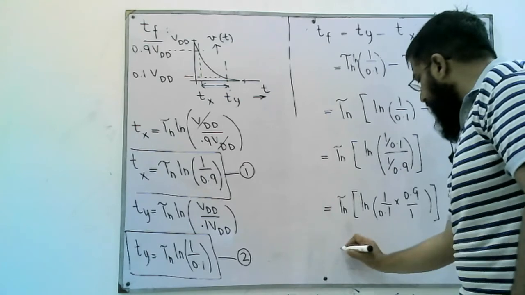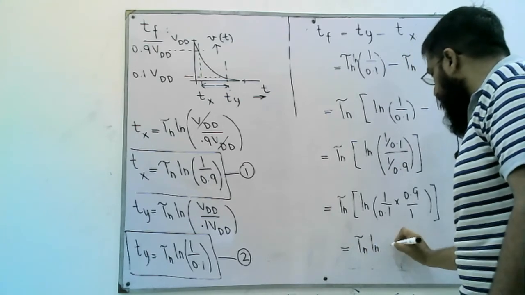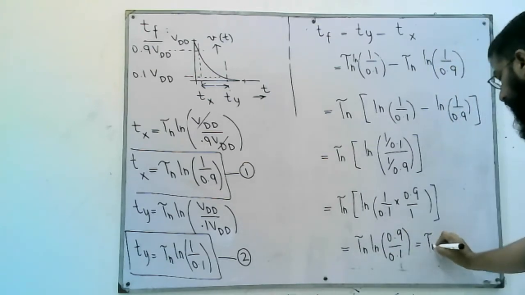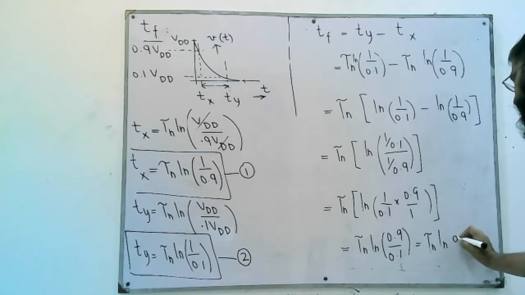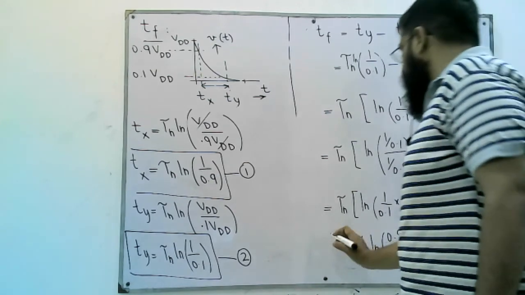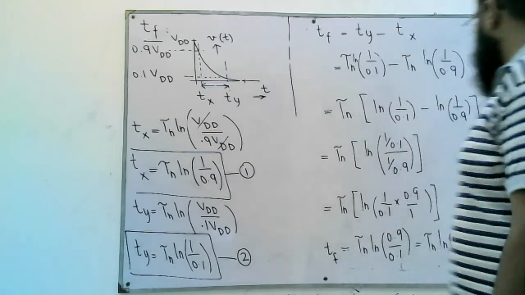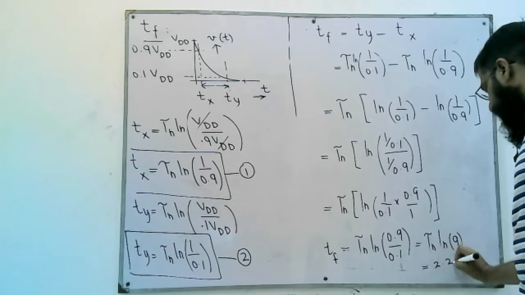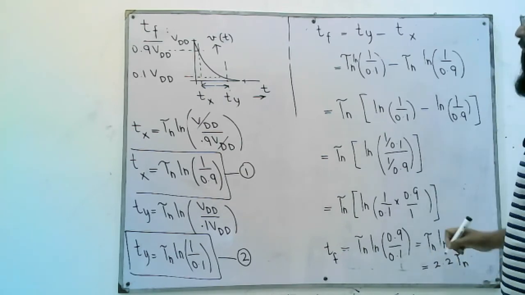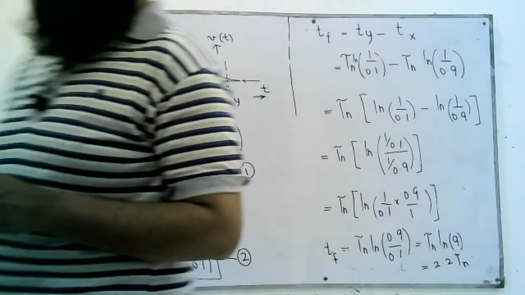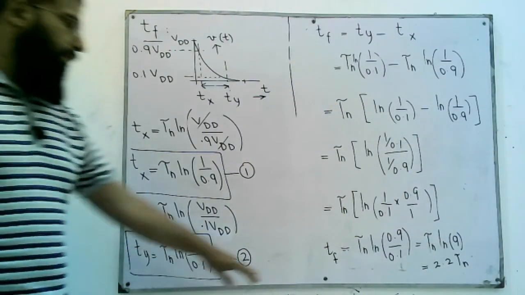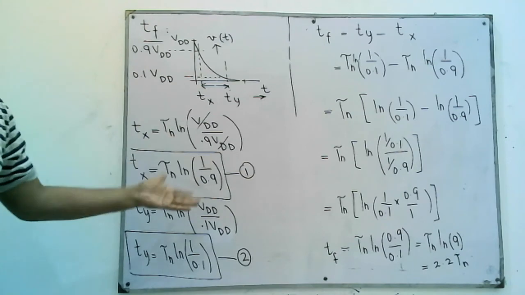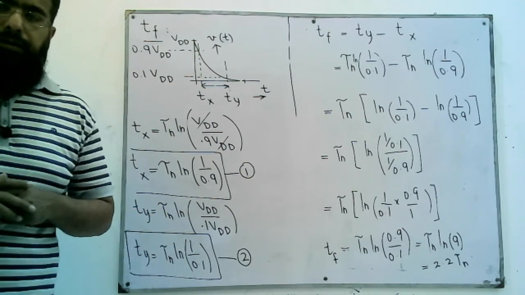This is tau n log of 1 over 0.1 times, this is reversed when we take it to the numerator, over 1. So this is tau n log of 0.9 over 0.1, or tau n log of 9. So this is Tf. Log of 9 is about 2.2. This is 2.2 times tau n, or 2.2 times Rn Cout. So if we know the values of Rn and Cout, we can calculate the fall time delay Tf. In the next lecture, we will do some similar calculation to find Tr, the rise time delay. Thank you.